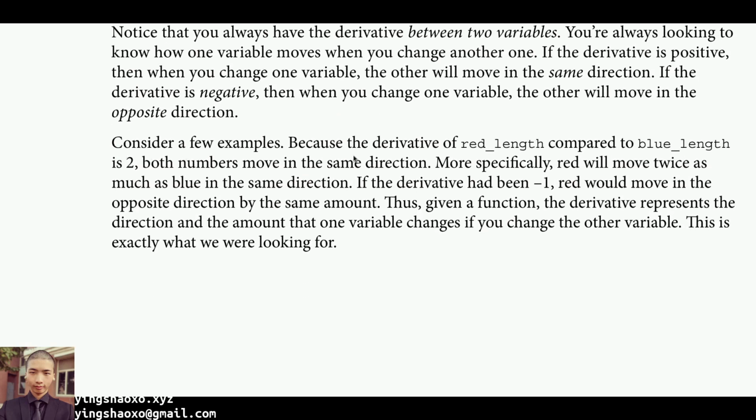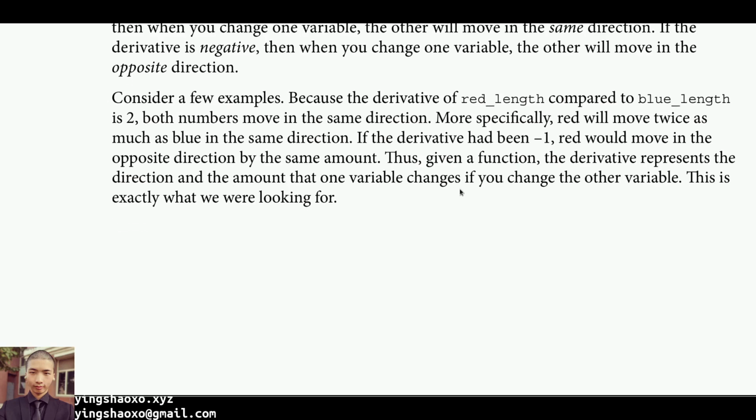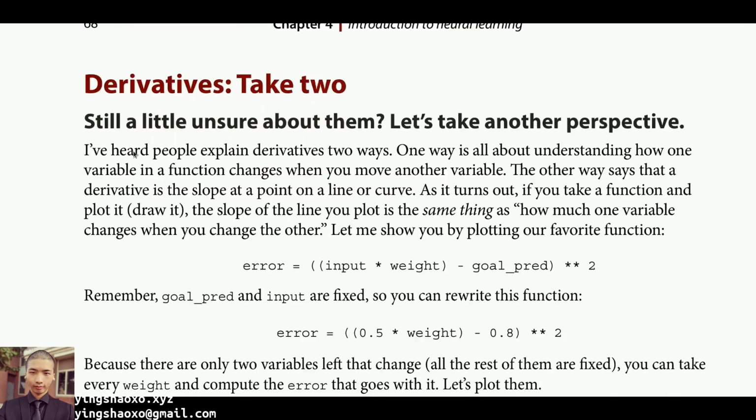Consider a few examples. Because the derivative of red length compared to blue length is 2, both numbers move in the same direction. More specifically, red will move twice as much as blue in the same direction. If the derivative had been -1, the red would move in the opposite direction by the same amount. Thus, given a function, the derivative represents the direction and the amount one variable changes if you change the other variable. This is exactly what we were looking for.